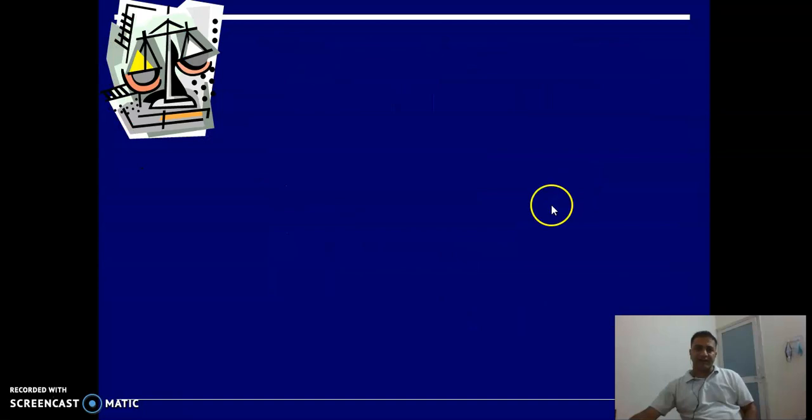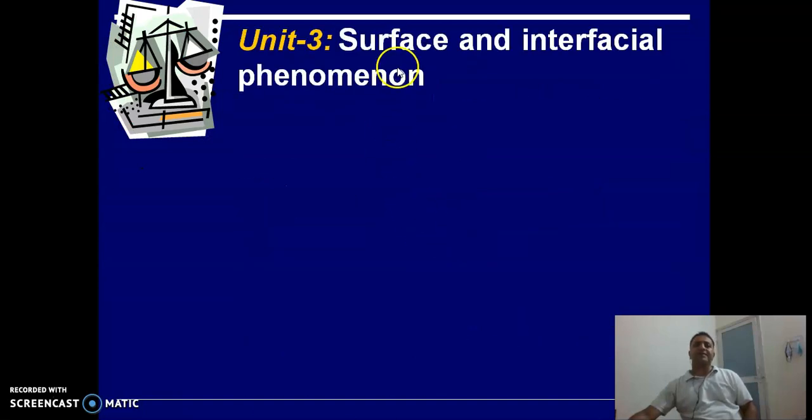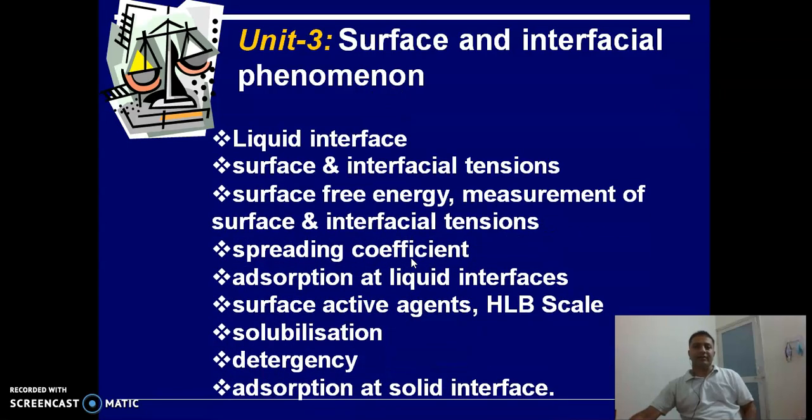Next is Unit 3, that is surface and interfacial phenomena. In Unit 3, the following topics are included: liquid interface, solid and interfacial tension, surface free energy, measurement of surface and interfacial tension. Means we have to study the different types of methods used to determine the surface and interfacial tension.